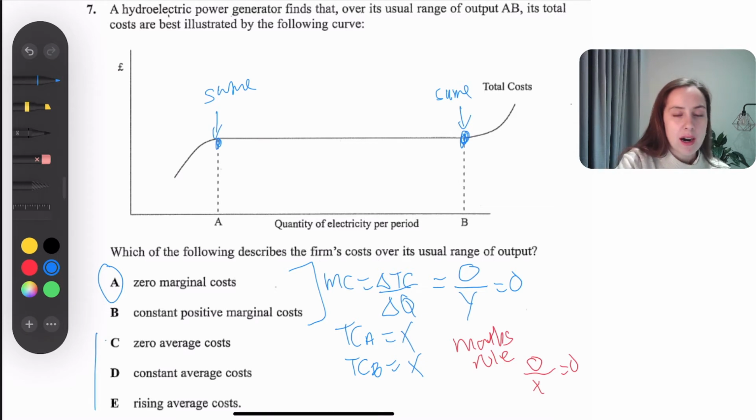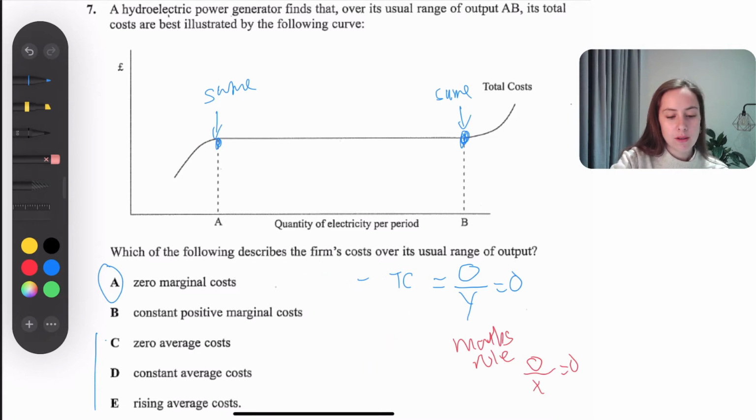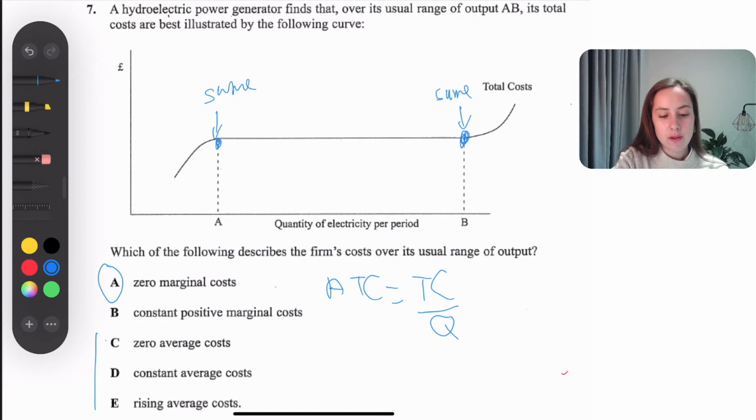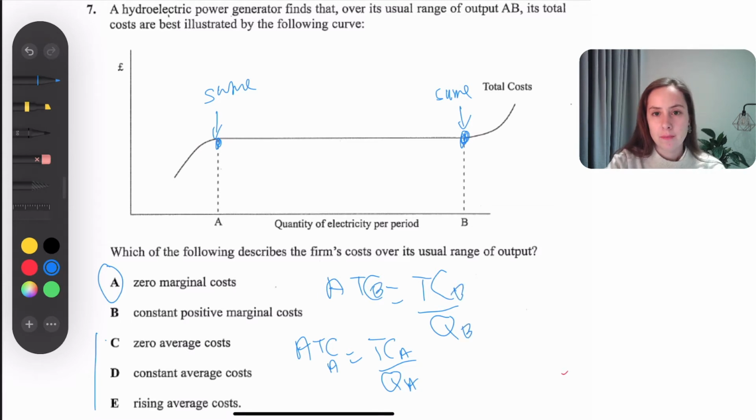Now let's just try and work out average cost just for curiosity's sake. Okay, now your average cost, do it with the equation, way more reliable. Total cost over quantity. So the average total cost at A is your total cost at A divided by your quantity at A. Now this is kind of repetitive. Average total cost at B is that one over that one.